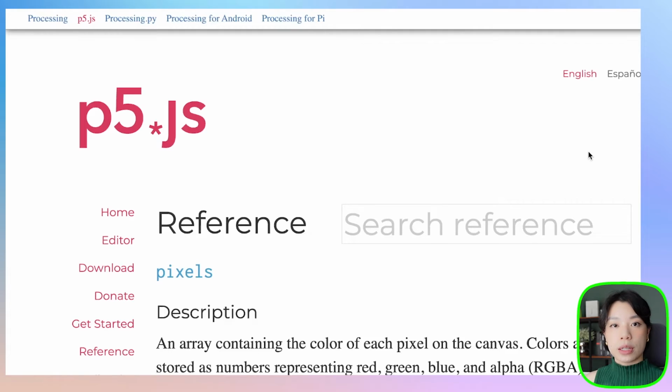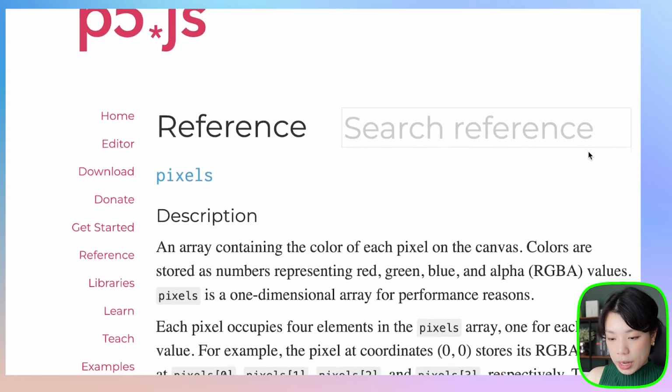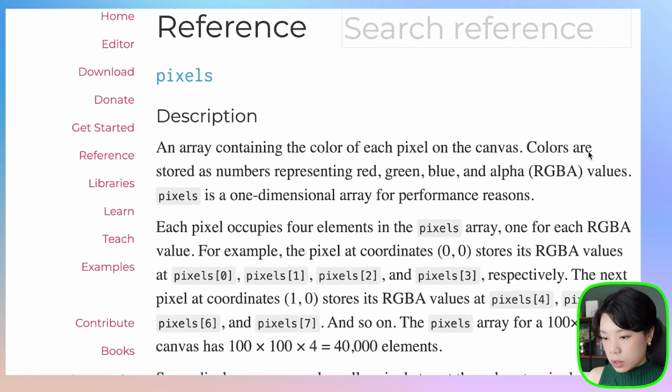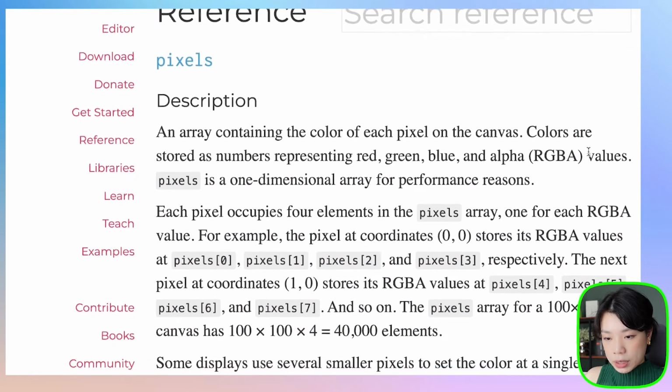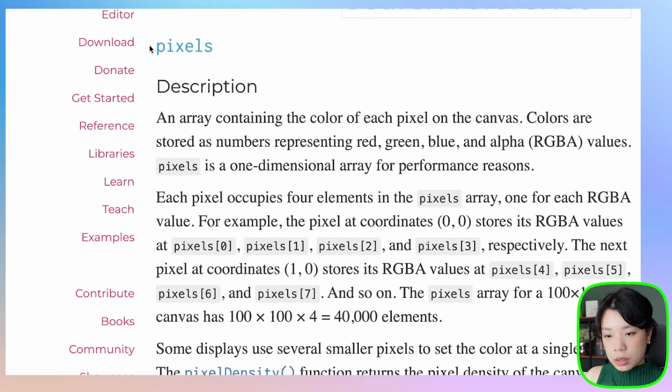To do that, we first need to understand how the pixels array works. So let's first look at the reference page here. There are a few things that I want you to keep in mind. The first one is that the pixels array is an array that contains the color of each pixel on the canvas. Colors are stored as numbers representing red, green, blue, and alpha values. So there are 4 values for each pixel. And the pixels array is a one-dimensional array for performance reasons.